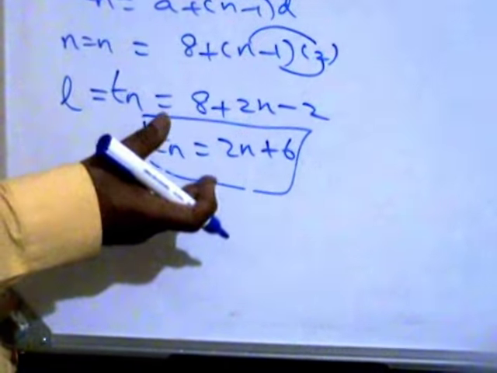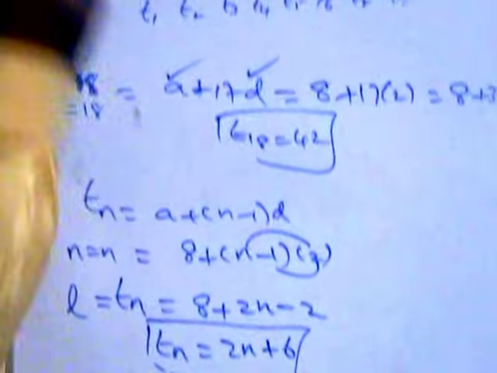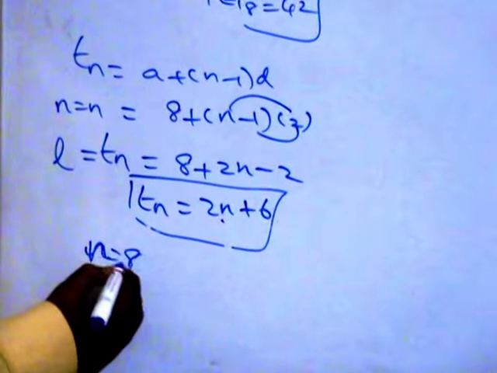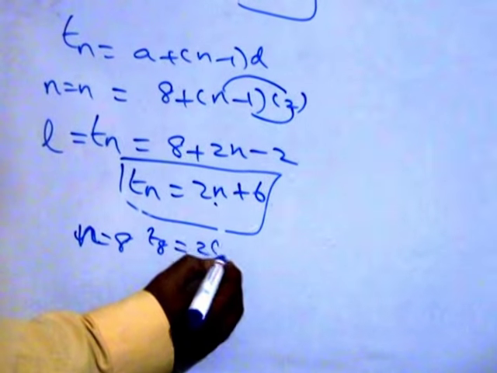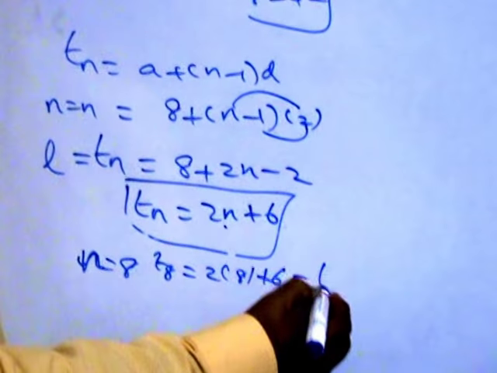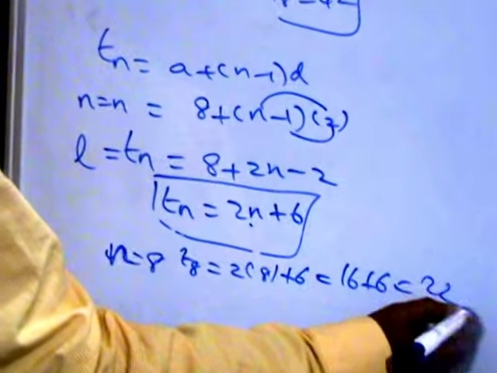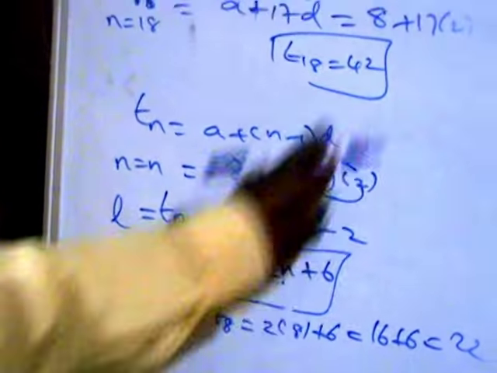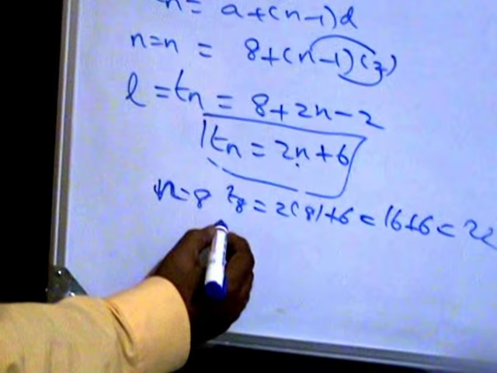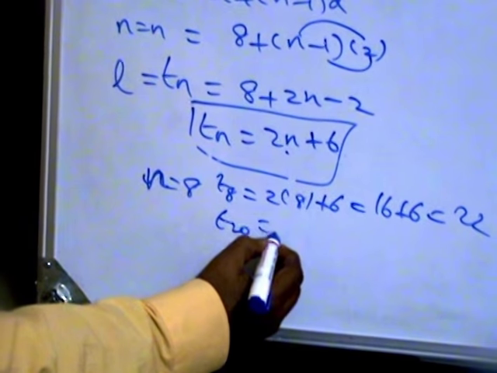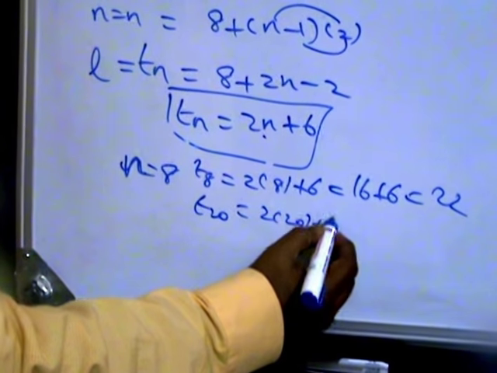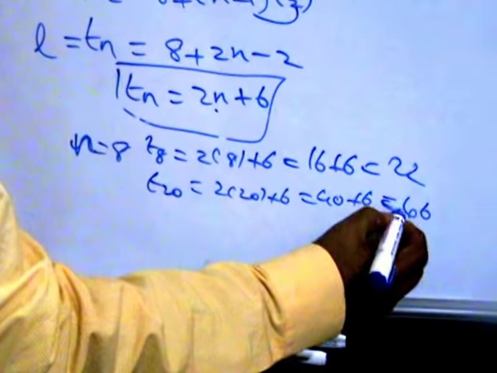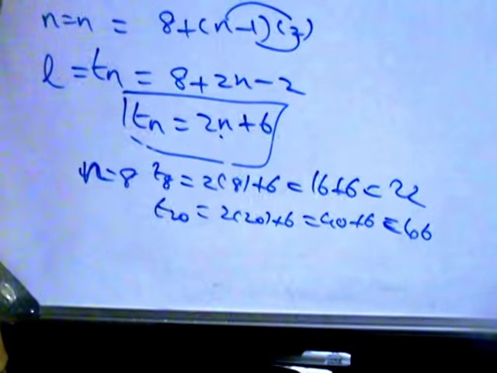So what does nth term mean? For example, it says 8th term is 22. When you put n equal to 8, T8 equal to 2 into 8 plus 6, 16 plus 6 is 22, you got it. Similarly, if you put n equal to 20 in this equation, you get the answer 46. We'll check it out. T20 is equal to 2 into 20 plus 6, which is 40 plus 6, which is equal to 46. So this sum clearly explains everything.